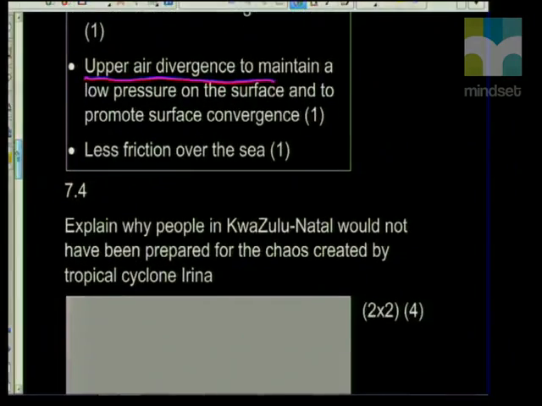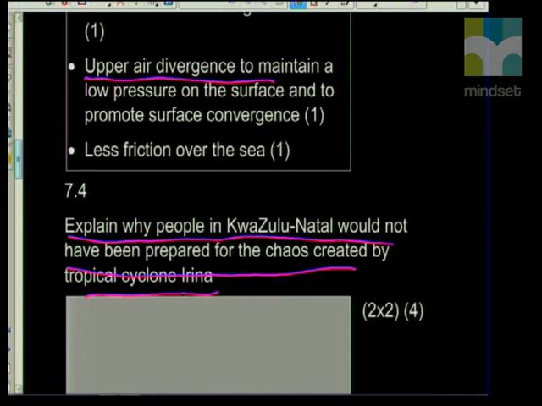Okay, let's go to the next one. Explain why people in KwaZulu-Natal would not have been prepared for the chaos created by tropical cyclone. Number 1, you've already picked it up, learners. Remember we said it happened on Sunday, but it was predicted for Monday. Number 2, how many cyclones do we have in South Africa? Not many. So our early warning systems are not in place. Many people are not exposed to the media, especially in the rural areas, so they didn't know. Our infrastructure doesn't cater for these strong tropical cyclones.